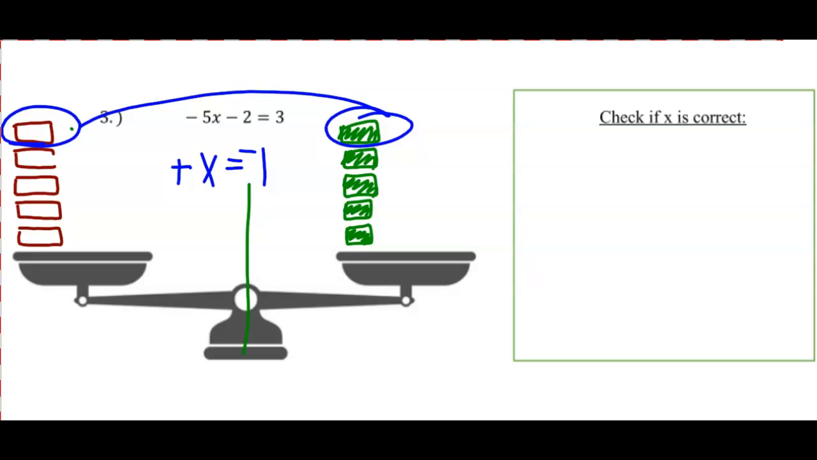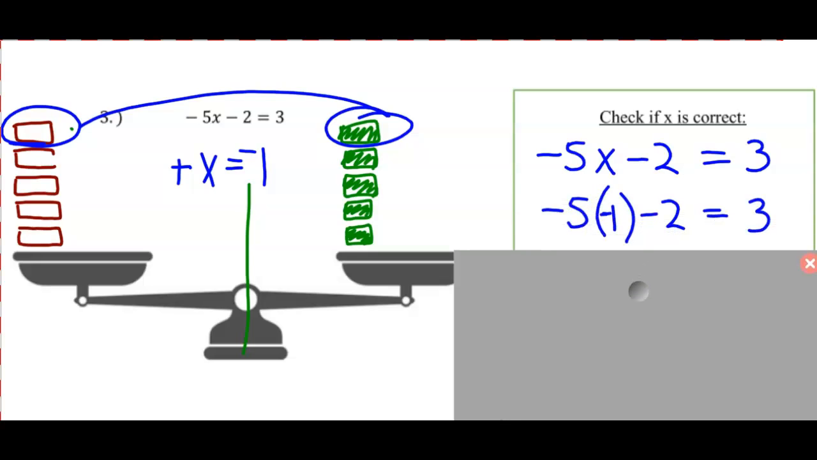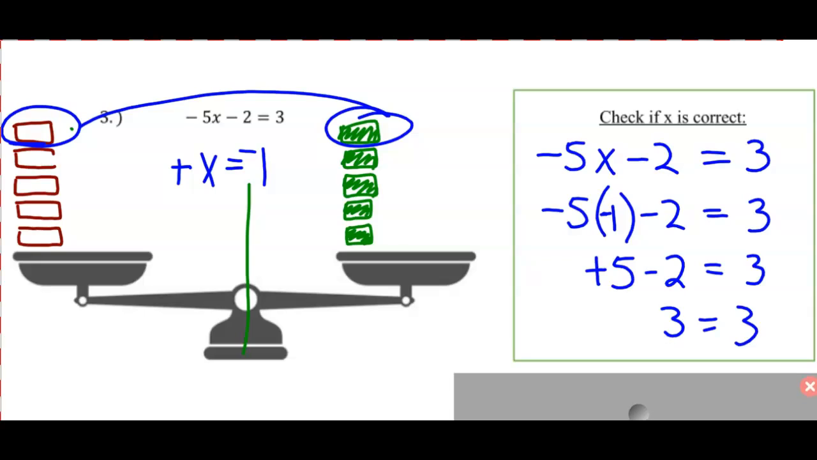So let's check. My equation is negative 5x minus 2 equals negative 3. So I'm going to put that negative x in for my x, and let's see what happens. When I've got that negative 1 in there, I've got negative 5 times negative 1, which is positive 5. Subtract 2 from that, or add negative 2 to that, and I get 3, and 3 does indeed equal 3, so that one checks out.